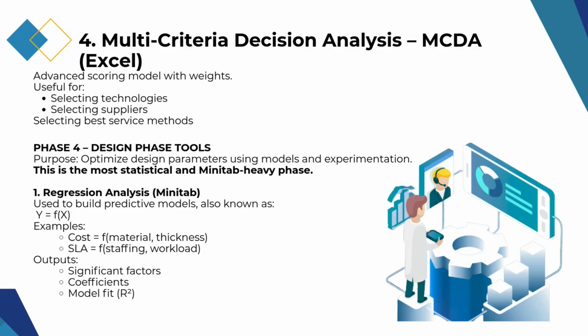In Phase 4, Design, the focus is on optimizing design parameters using models and experiments. This phase relies heavily on MiniTab for statistical analysis. Regression analysis in MiniTab builds predictive models, y equals f of x, for example cost equals f of material thickness. Outputs include significant factors, coefficients, and model fit R squared.